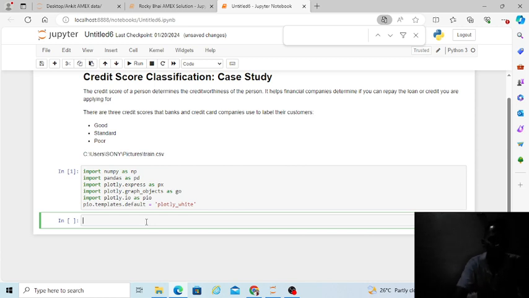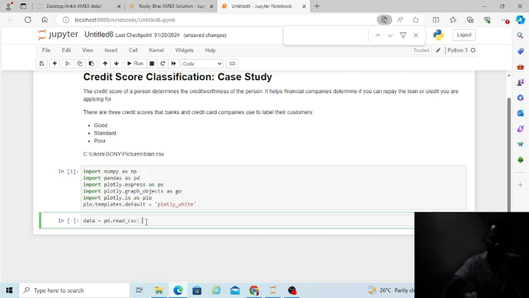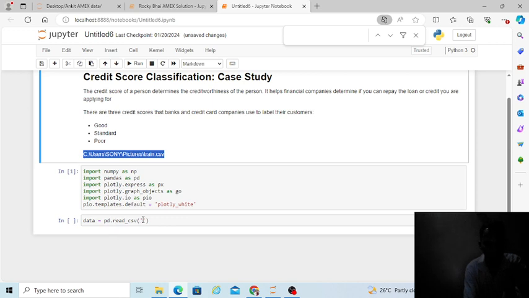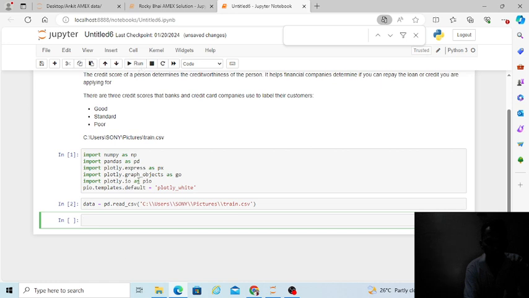Now we will import our data. So data equal to pd.read_csv. As it will read it as a truncation operator, we will have to give two backslashes for the proper address of this file. So now I will run it and it will read the file.